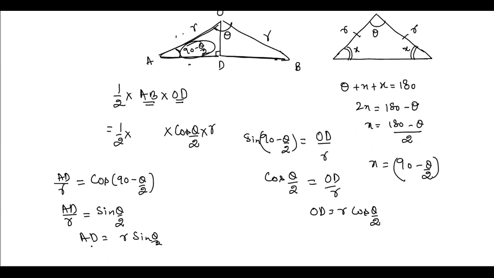So here, since we have calculated the value of AD, 2 times AD, meaning AB, is equal to 2 into R sin theta by 2. Now we have calculated the area of triangle, that is 2 into R sin theta by 2. Okay. Now this theta by 2 and this theta by 2, you cannot cancel this one.